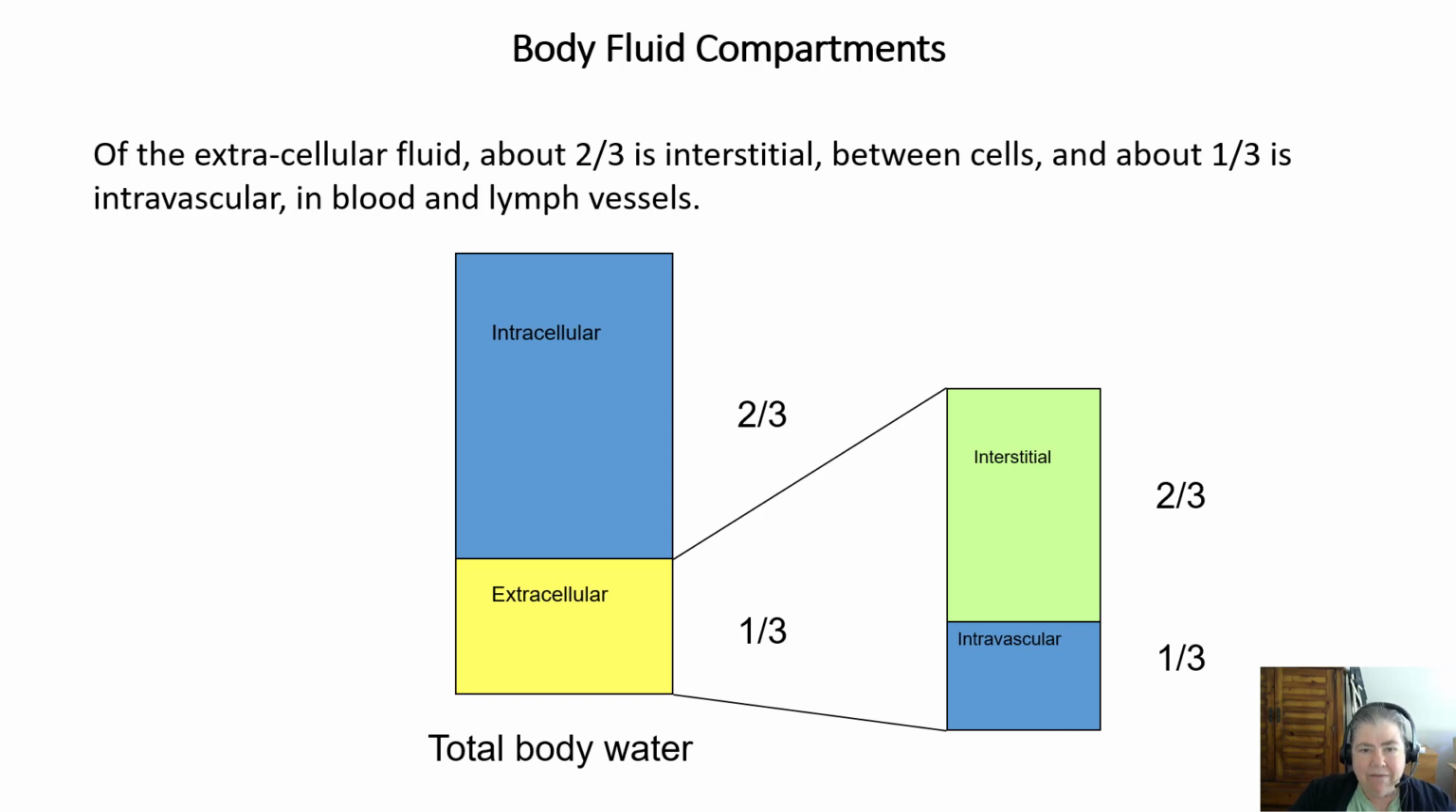Of the ECF, about two-thirds is between the cells, and about one-third is primarily plasma, but also lymph, so intravascular. This is rough, but just a way to help you conceive of what happens when fluid volume changes, and we'll talk about that a little more as we go on.